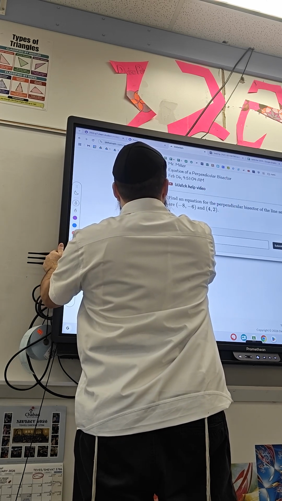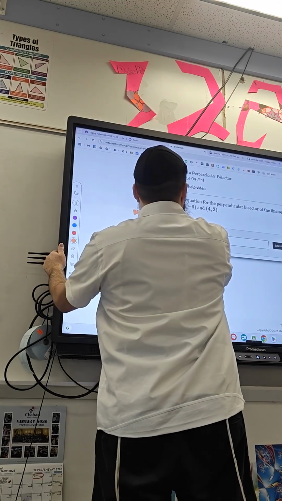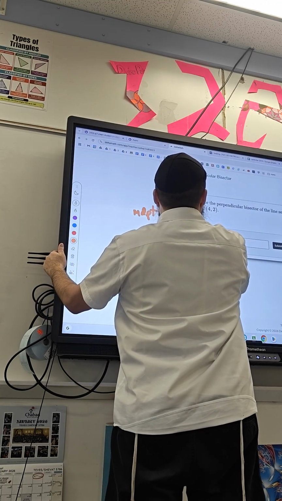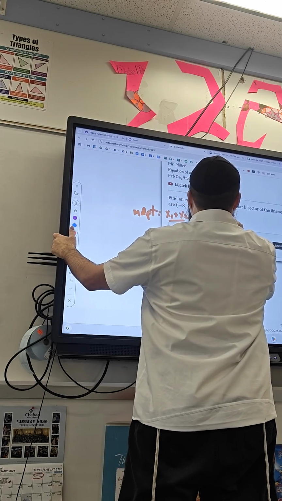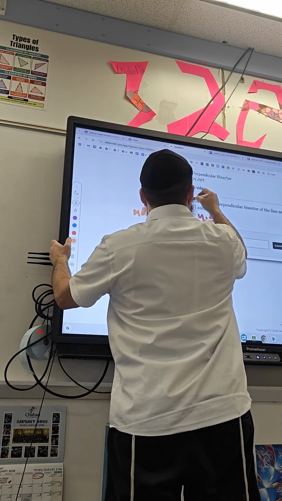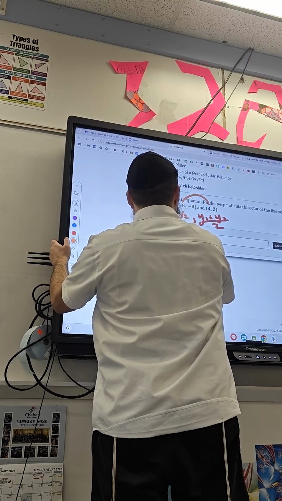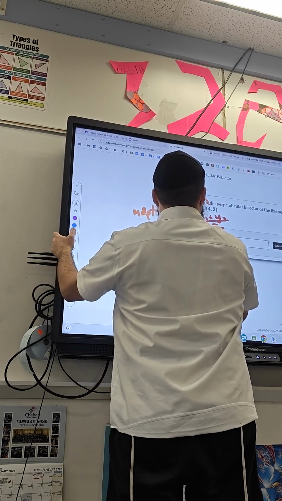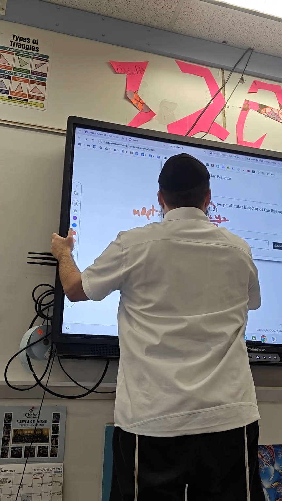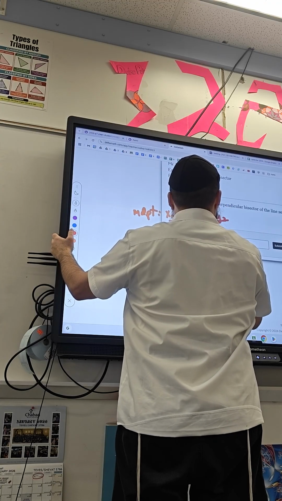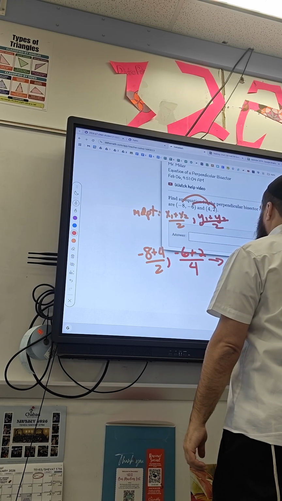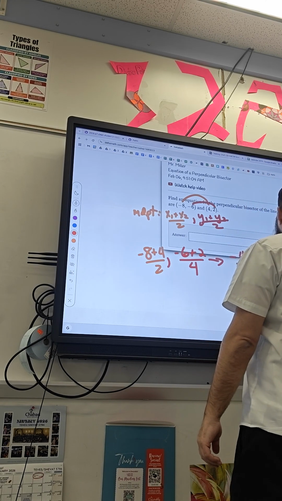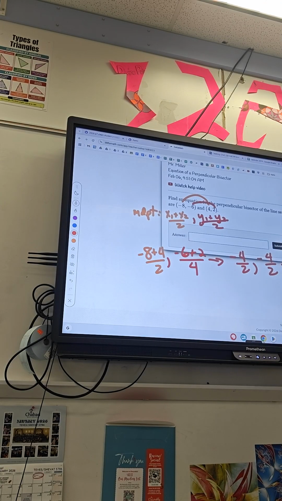So for the midpoint, we add the x's, x1 plus x2 over 2, and y1 plus y2 over 2. So that's going to be these two, -8 plus 4 over 2, comma, these two, -6 plus 2 over 2, which is -4 over 2, comma, -4 over 2, which is -2, comma, -2. All right, so that's the midpoint.